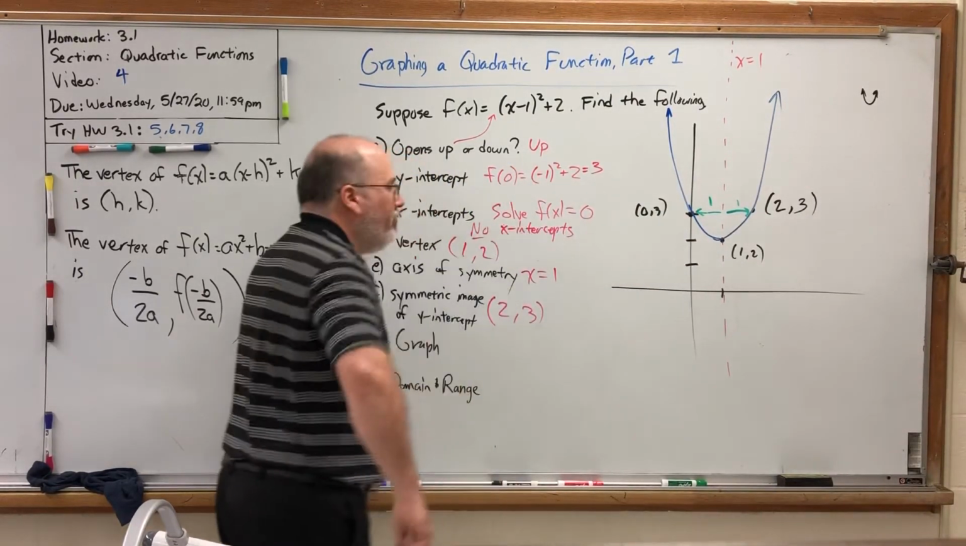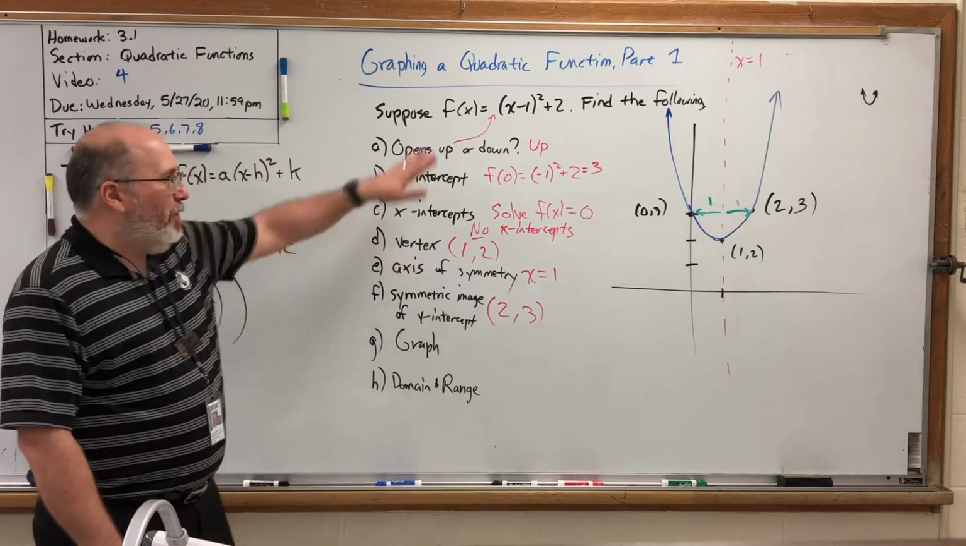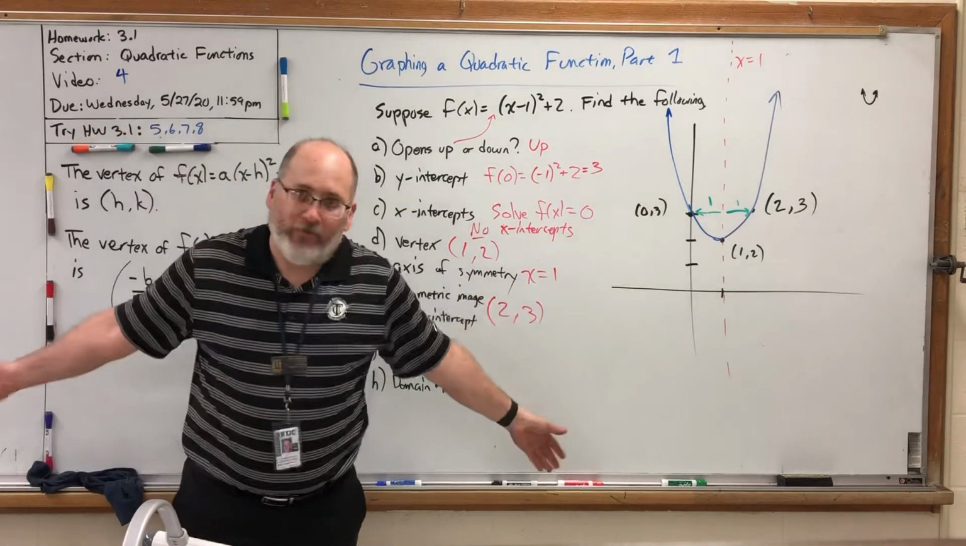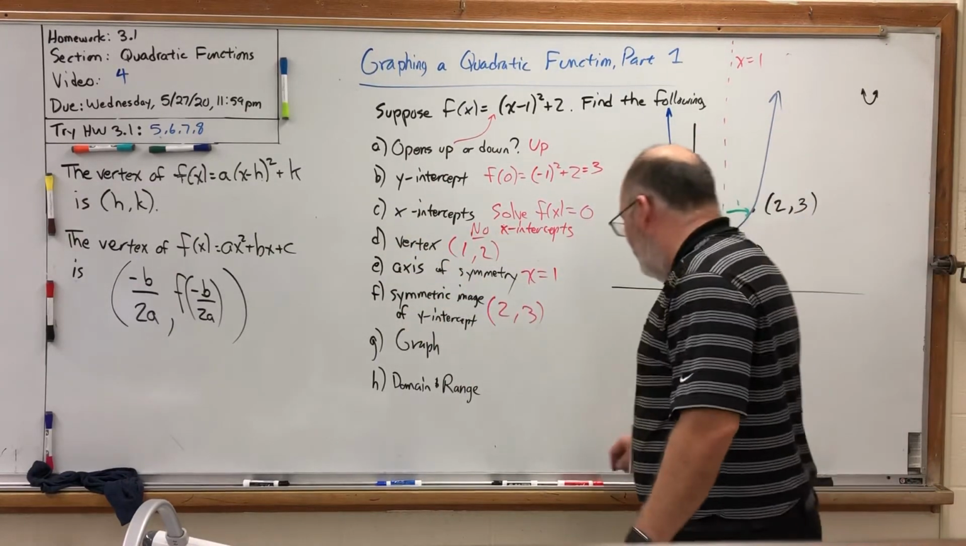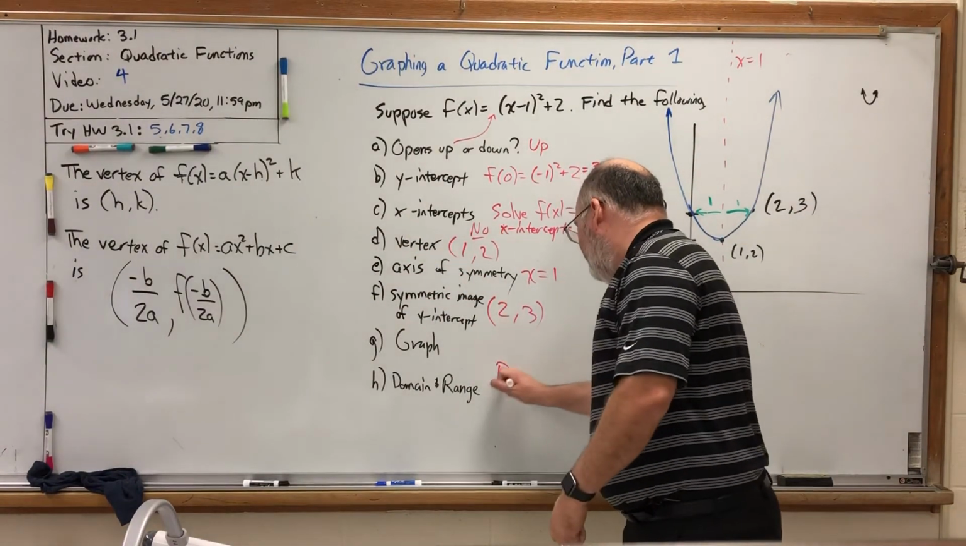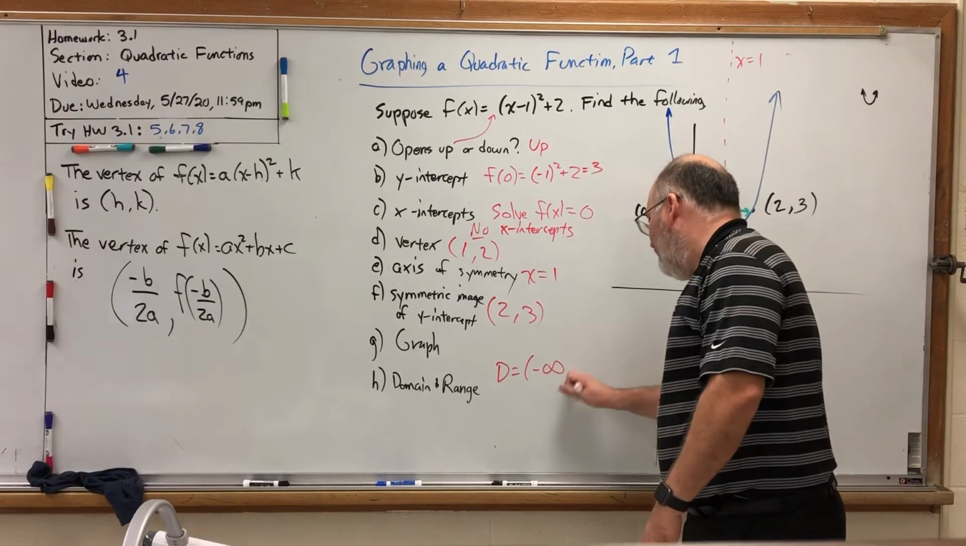Well, this is easy. This is a polynomial function. Its domain was going to be all real numbers from the get-go. But the graph confirms that because the parabola goes forever left and right. So our domain as an interval is negative infinity, comma, infinity.